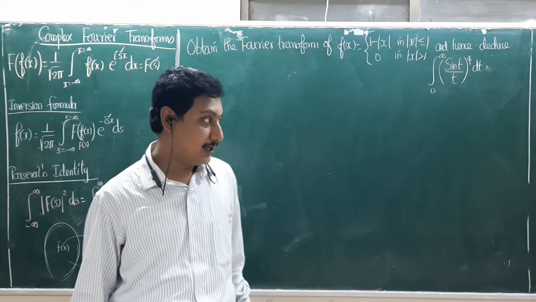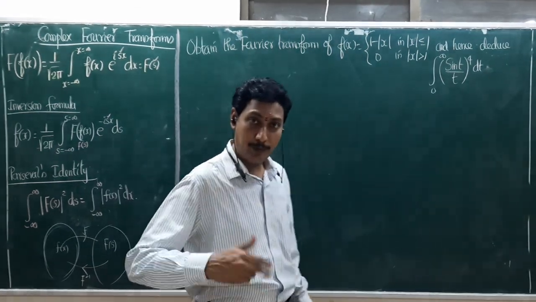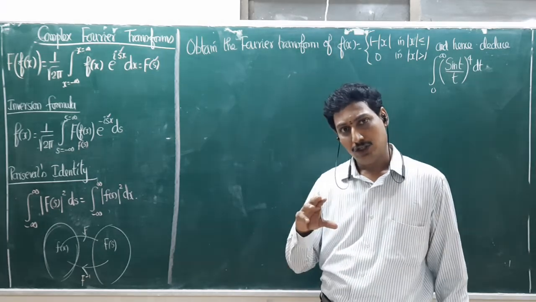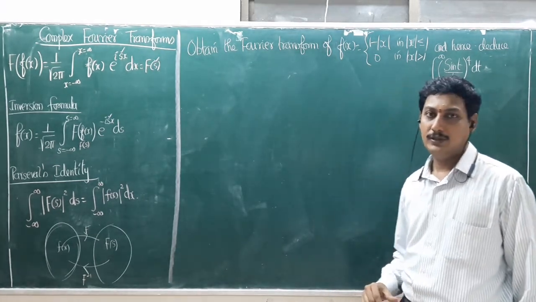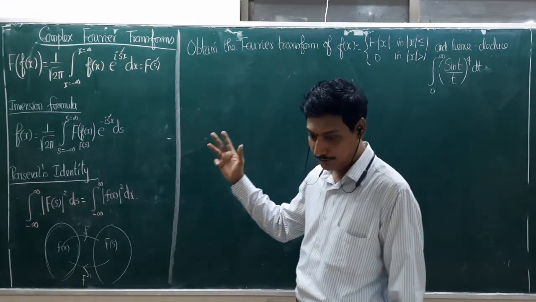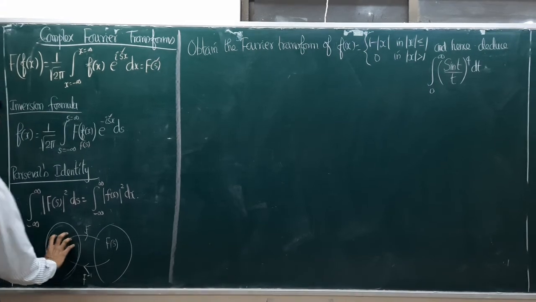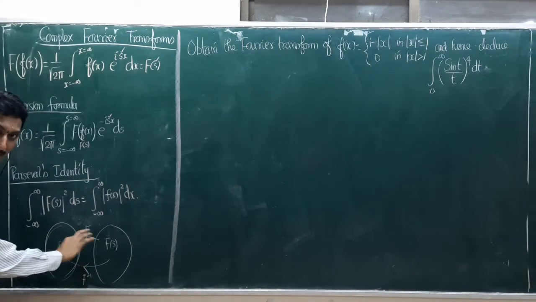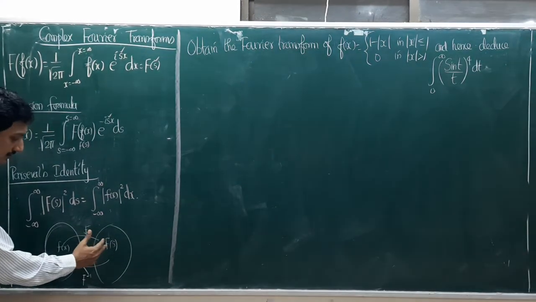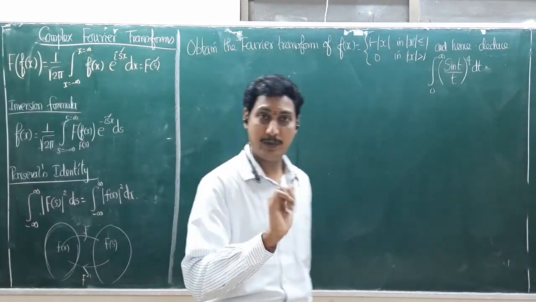So what I'm saying here is, in this video I will go through another short and sweet problem with the help of the complex Fourier transform. As we already know, the complex Fourier transform of f of x is f of s. It's a mapping between f of x and f of s. Once the Fourier transform exists, then the inverse is possible.